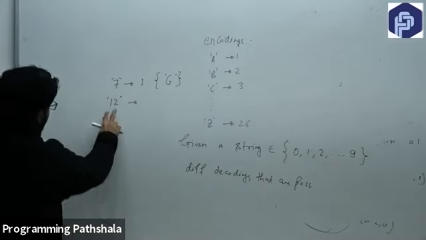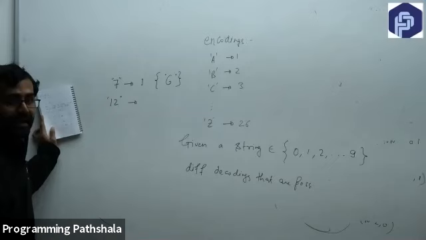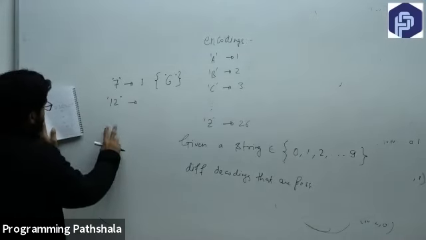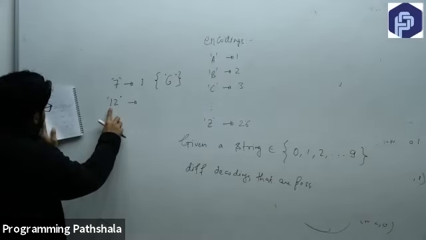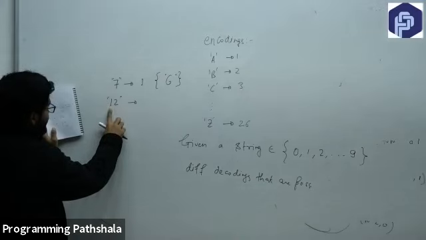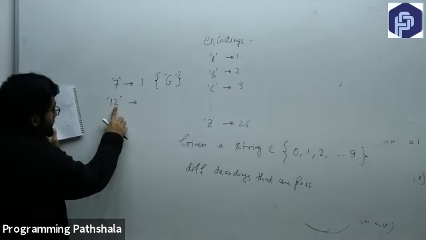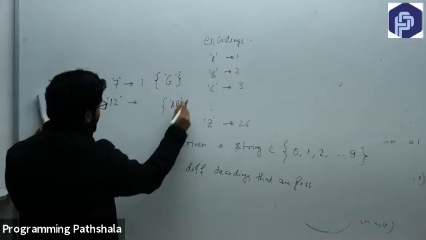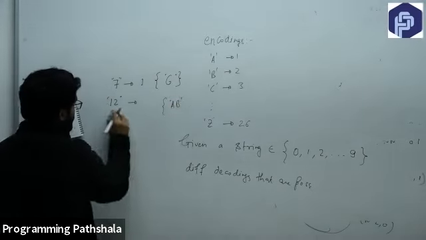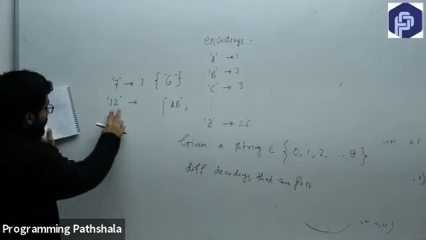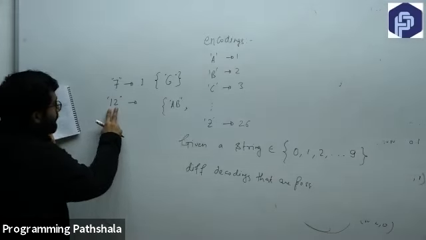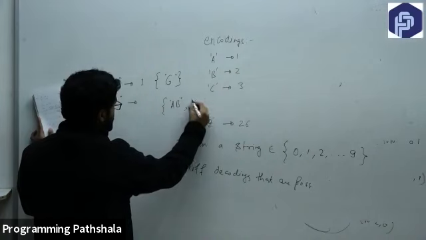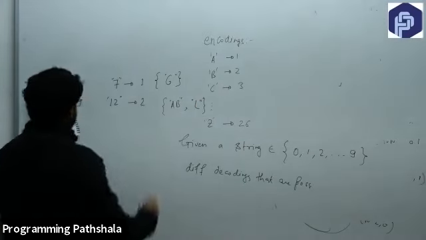So if I were to decode this 12, what I could have done is either I can consider this 1 as A. If I consider this 1 as A, I would be forced to consider this 2 as B. So first decoding could be AB, where A is for 1 and B is for 2. And second decoding could be that I could have considered this 12 as L. That's it. So these are the two decodings that are possible.